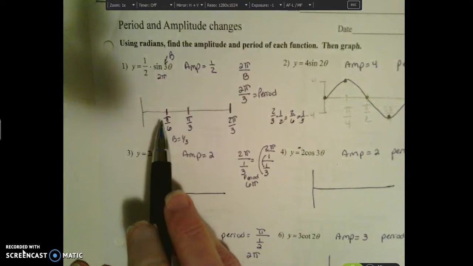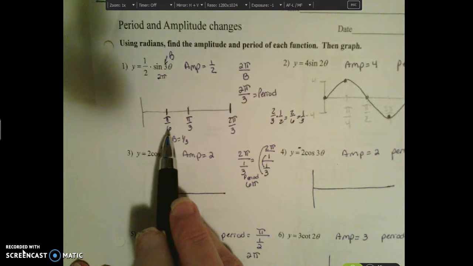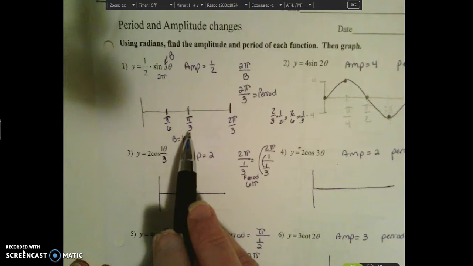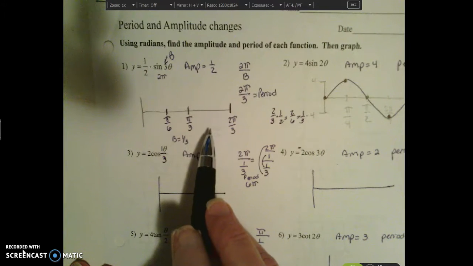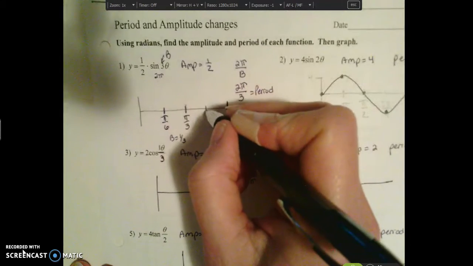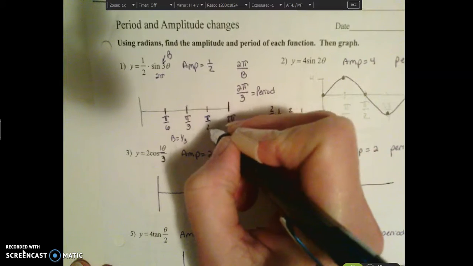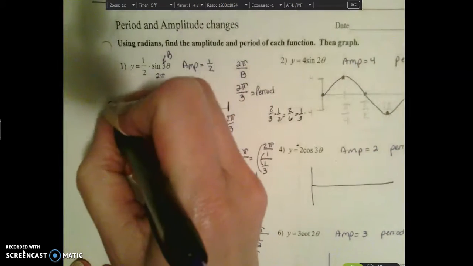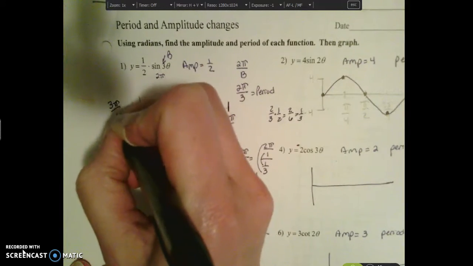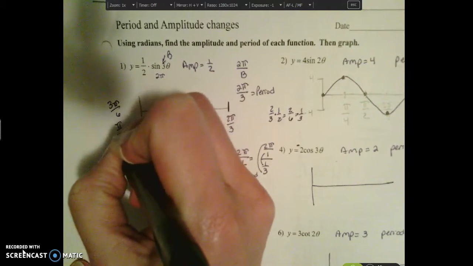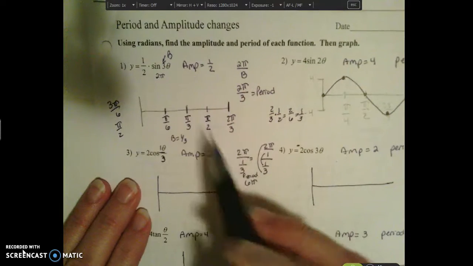And then what you need to do is count by 1/6s. 1/6, 2/6, 3/6. So 3 pi over 6 would be pi over 2. So 3 pi over 6 is our other one, and that's pi over 2. So those are our 5 points.